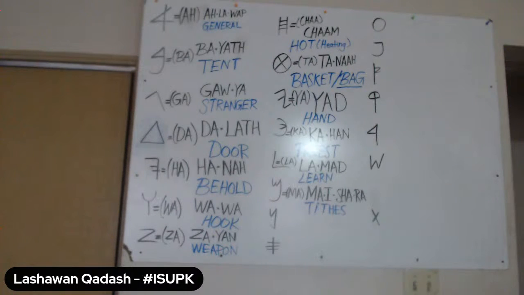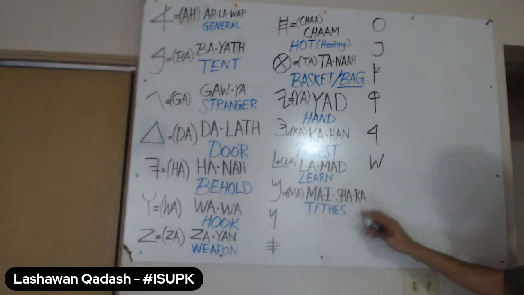If you earned $100, 10% is going to be $10. Okay? All right? If you got a penny, 10% of a penny. Okay? You get $200, $20, 10%. All right, so ma'ashara is tithes.